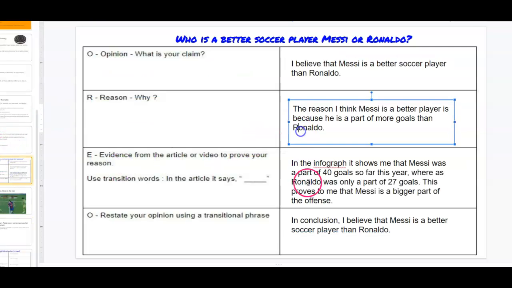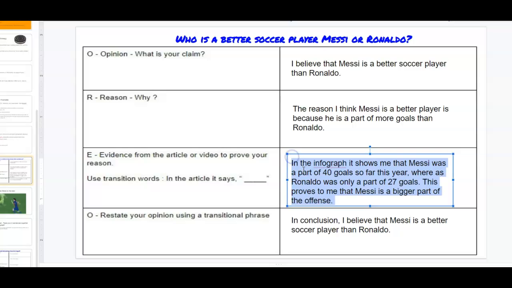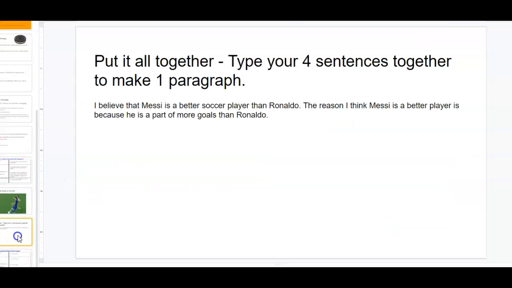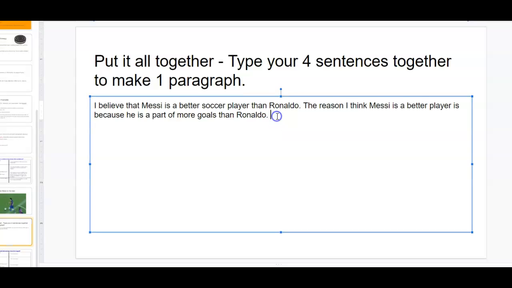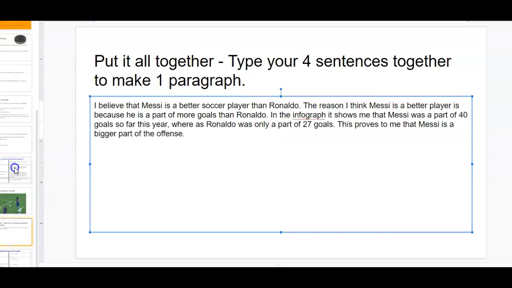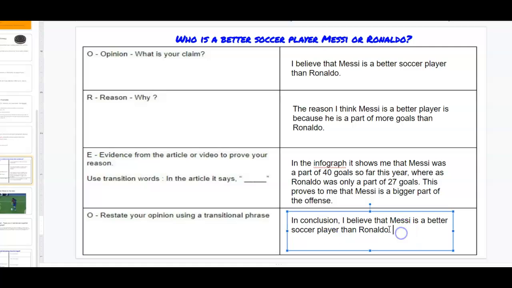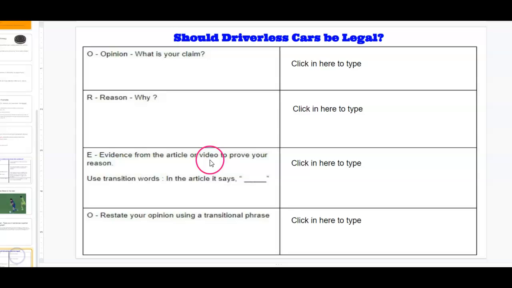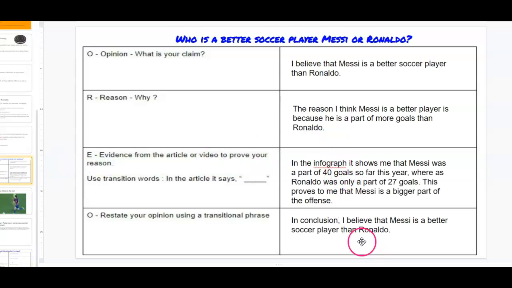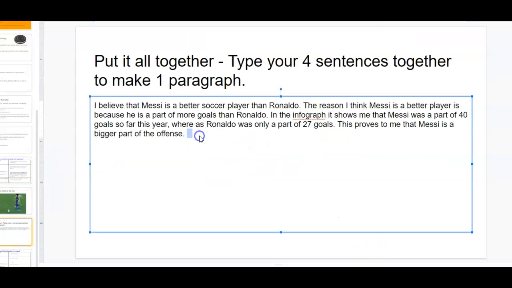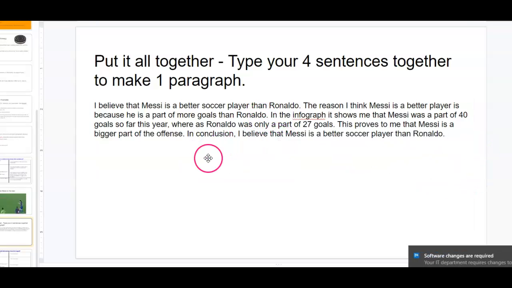So I'm going back here. I'm going to take this, Control C, and take it in here, and Control V. And then my last sentence is this one. In conclusion. Oops, I went to the wrong one. I went to yours. So I'm going to go here. In conclusion. Now, after I did this, I'm going to go ahead and read my whole paragraph together.